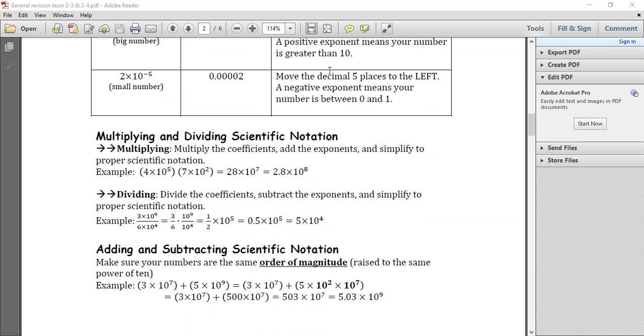We are going to divide the first part, 3 divided by 6. So in simplest form, it will be equal to half. We will subtract the exponents, 9 minus 4. It will be 10 to the power of 5. Now we can change 0.5 into decimal. So 0.5 times 10 to the power of 5.